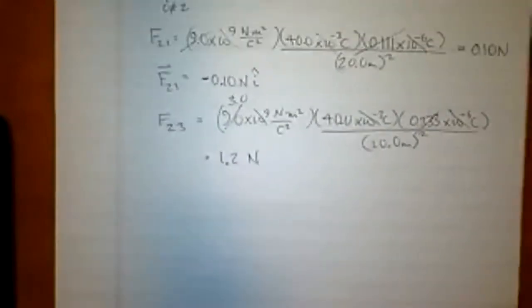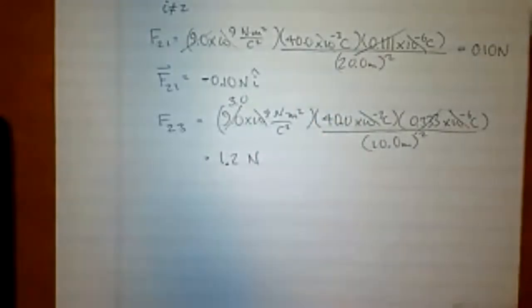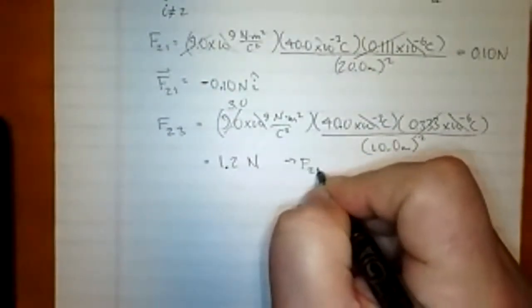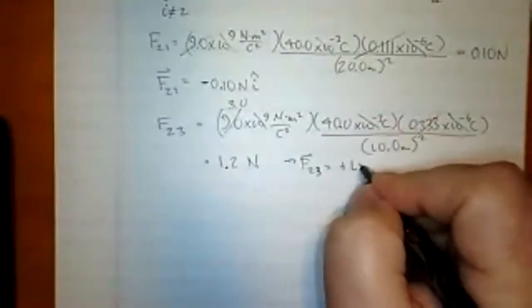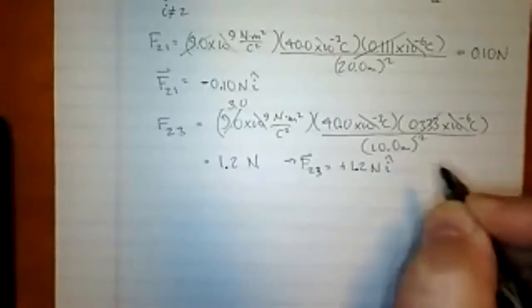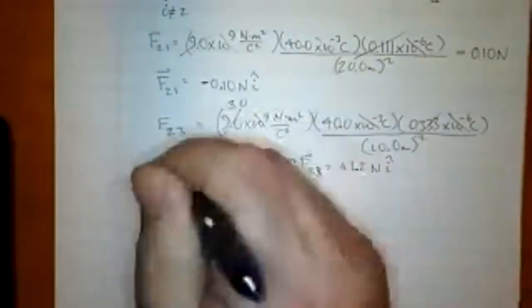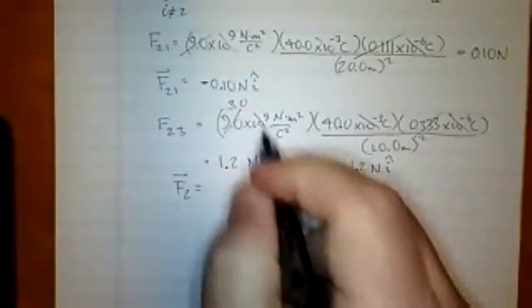So that should be 1.2 newtons because the 40 times 3 gave me 120. I divided that by 100. That gave me 1.2. Now I can write the actual vector, F23 vector. In this case, remember we said it's going to pull Q2 to the right. So that's going to be a positive 1.2 newtons in the I hat direction. So F2 as a vector is just going to be the sum of those two.